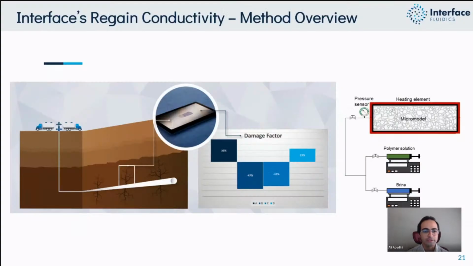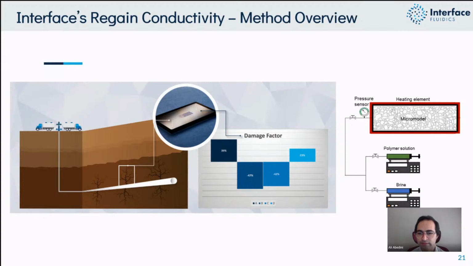Again, unlike the flowback analog, where the idea was to replicate the connectivity of the frac and matrix, here the goal is to focus just on the frac zone and see how much damage we get as a function of different friction reducers, and whether the performance can be improved if we add breakers or not. So this is the whole idea.